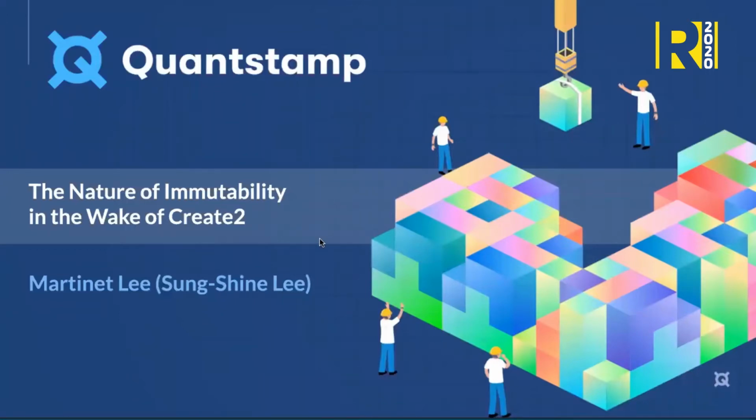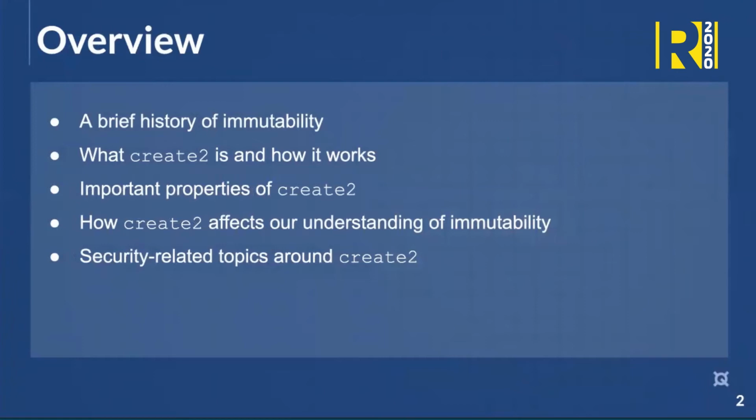Okay, can you see the screen? Yes. Cool. So today I'm mainly going to talk about the nature of immutability in the wake of creatR. The overview of this talk is a brief history of immutability. When we're talking about immutability, what are we talking about in the blockchain space, right? And then what's the history of this? And then what creatR does, and how it works. And then some important properties and how that affects our understanding of immutability and some other security related topics.